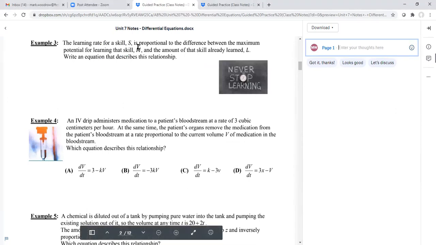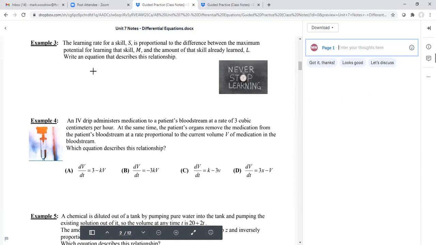The learning rate for skills of S is proportional to... Now, when it just says proportional, that means directly proportional. So this is going to be k times something, and it's going to be k times the difference between the max potential of learning M, and the skill already learned L. So this means its difference means subtract.